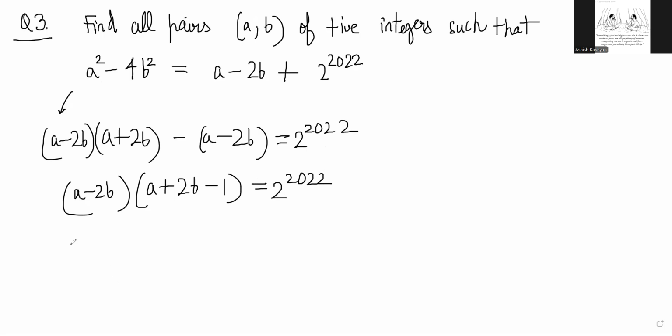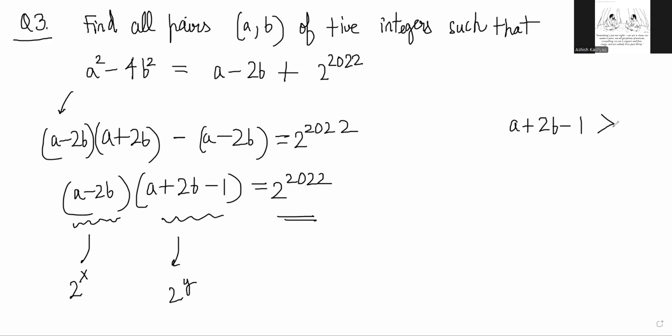Right. So we are getting this situation here. This is the product of two factors, which is equal to 2 to the power 2022. Now, obviously, if it is equal to a power of 2, these must be 2 power x and 2 power y somehow, right? And also you have to realize that a and b are positive integers. And if they are positive integers, then a plus 2b minus 1 is greater than a minus 2b, right?